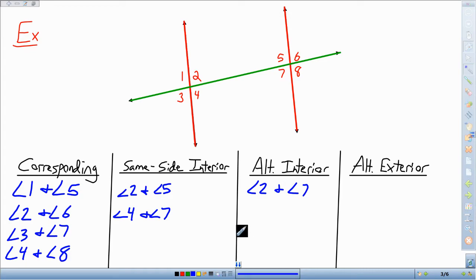Okay, there's one more pair of alternate interiors. See if you can find them on your own, write them on your paper. All right, so here's what I'm hoping. You're thinking angles 4 and 5, alternate sides of the transversal, interior of the parallel lines.